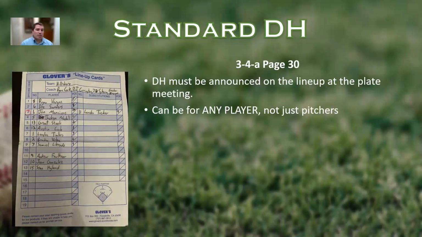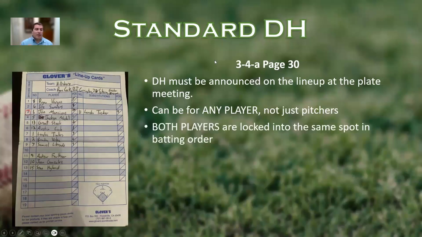This scenario, the standard DH, can be for any player, not just pitchers. Say your right fielder is a really weak hitter, but he's a great outfielder, got a lot of speed, and can catch a ball in right field. Then wonderful. You can have a designated hitter for your right fielder. You could have a designated hitter for your catcher. You could have a designated hitter for your third baseman. It doesn't matter. Any player could be eligible as a designated hitter, not just pitchers.